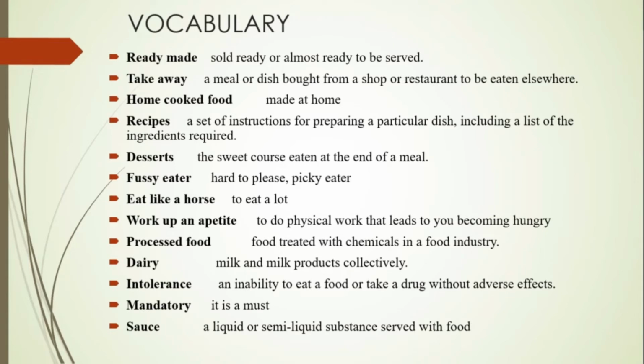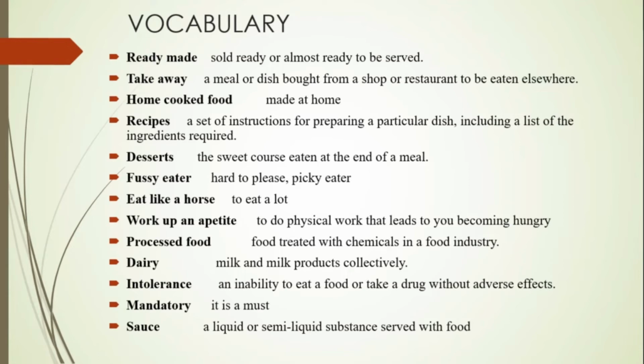So, the first one is ready-made. It's talking about food. This is food that is sold ready, or almost ready, to be served. So, when you go to a restaurant and you buy food that is already prepared, it's called ready-made food. The next is takeaway. A takeaway is a meal or dish bought from a shop or restaurant to be eaten outside the restaurant. Home-cooked food is simply food prepared at home. A recipe is a set of instructions for preparing a particular dish or food, including a list of ingredients required. Desserts are the sweet course eaten at the end of a meal.